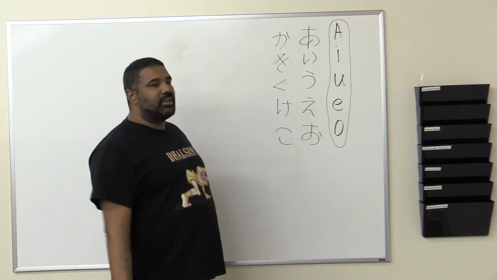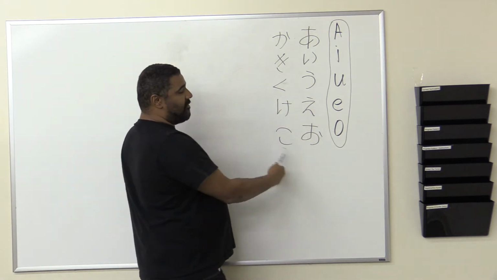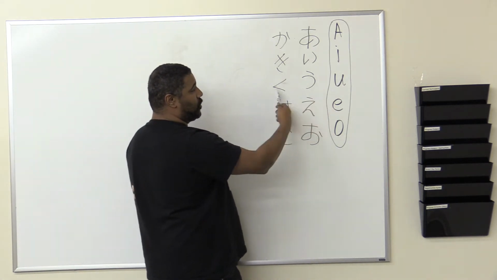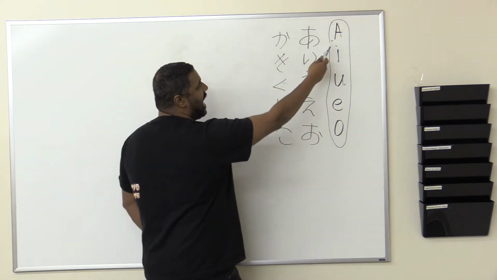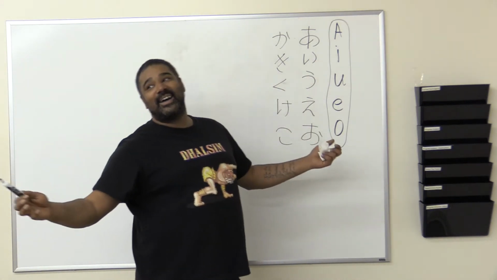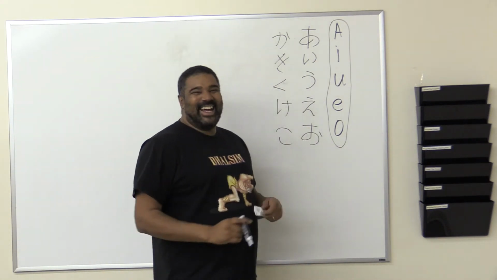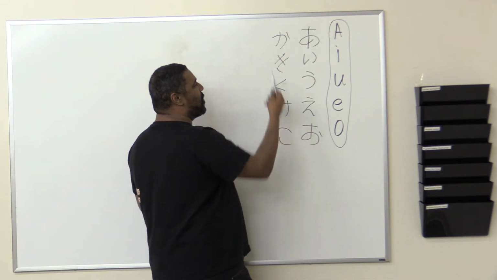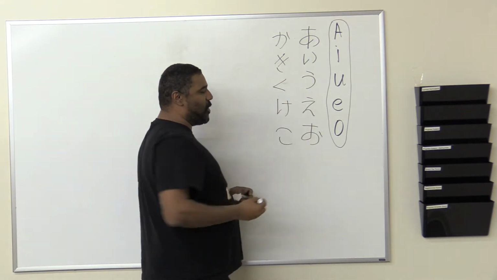But you see how it's building right now? So all the O's have O sounds, all the A sounds have A sounds, all the U sounds are U's, E's, E's, and I's, I's. So here we go. We're gonna go A, I, U, E, O, ka, ki, ku, ke, ko.